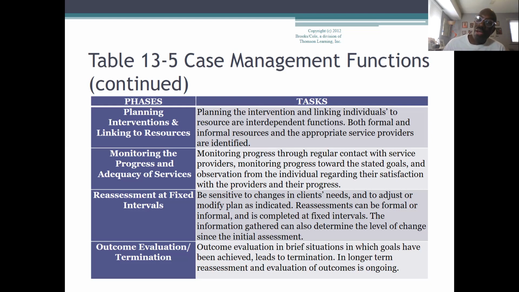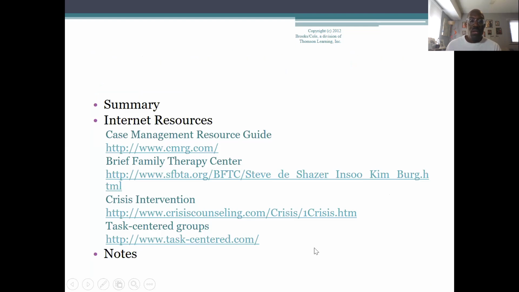We're going to be monitoring progress and making sure the services actually work. We're going to reassess at certain intervals. So I might come back every 2 months to get a sense of whether things are working the way they're supposed to. And then we're going to do an evaluation and determination as we move to that phase. So that is case management.